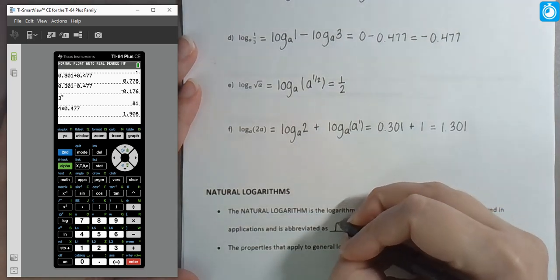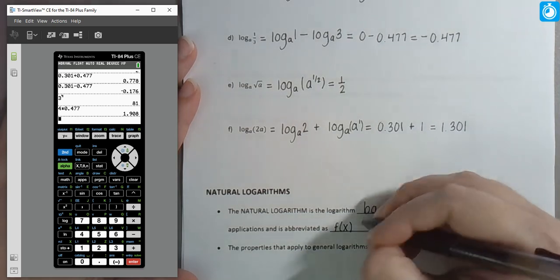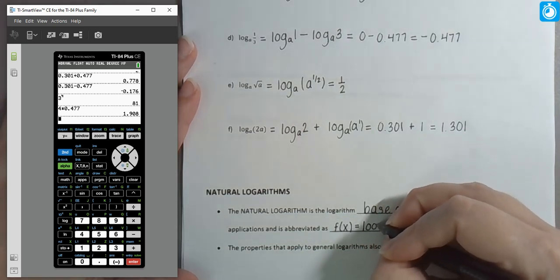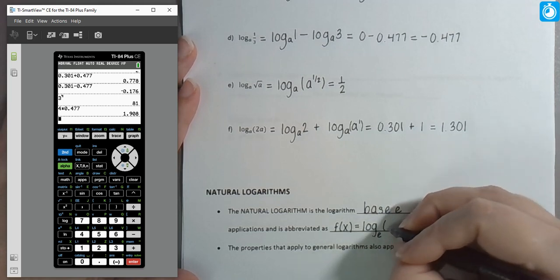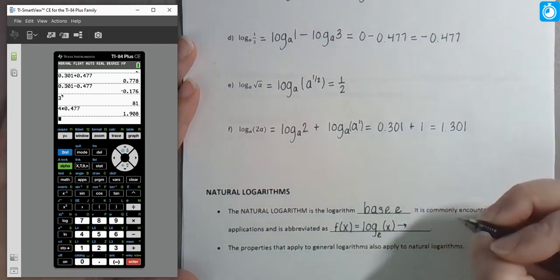Now, if we want to write the natural logarithm function using the notation we normally have, that's going to be log with a base of e applied to our input of x, but we're actually going to abbreviate this.